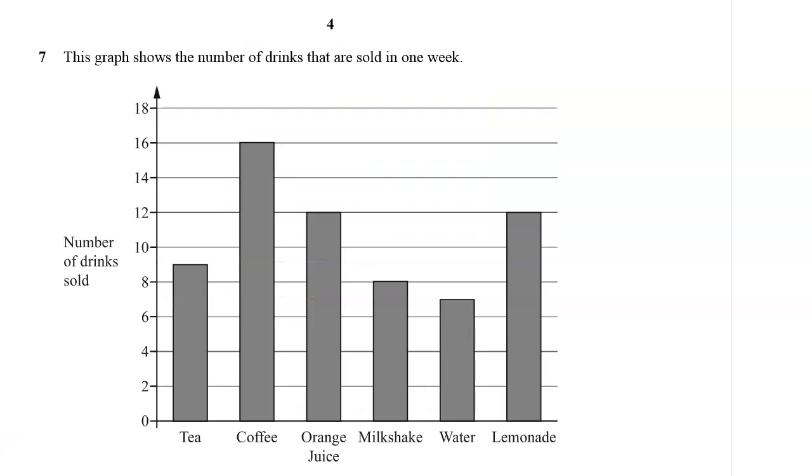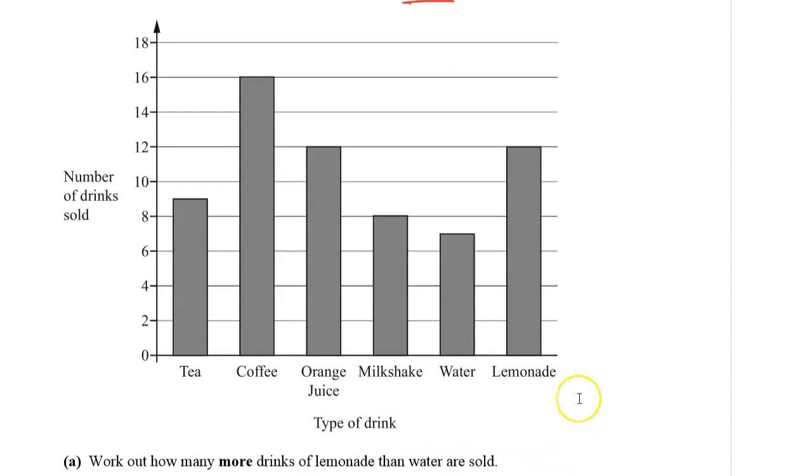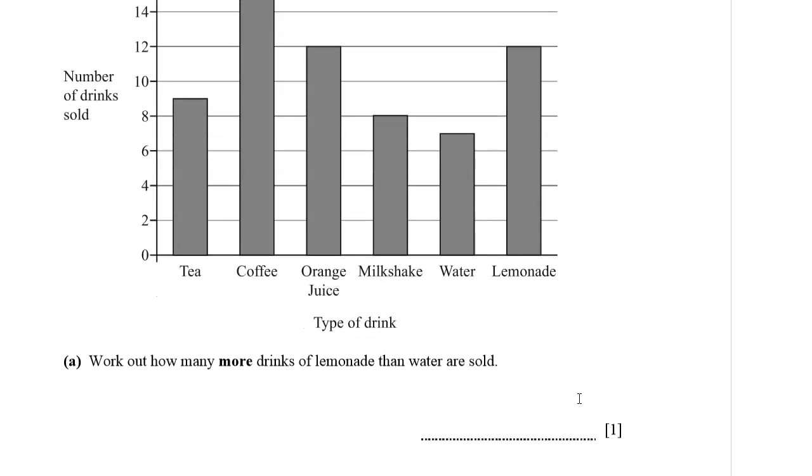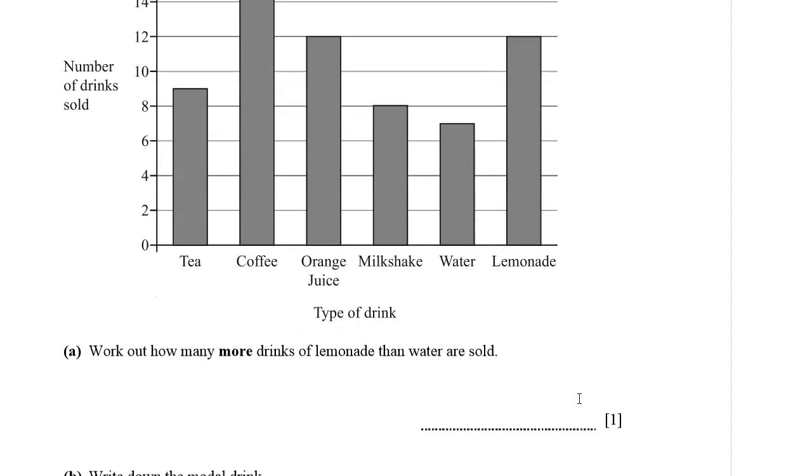Number 7. This graph shows the number of drinks that are sold in 1 week. We have tea, coffee, orange juice, milkshake, water, lemonade, and these are the types of drinks. Work out how many more drinks of lemonade than water were sold. Lemonade than water. This is lemonade.